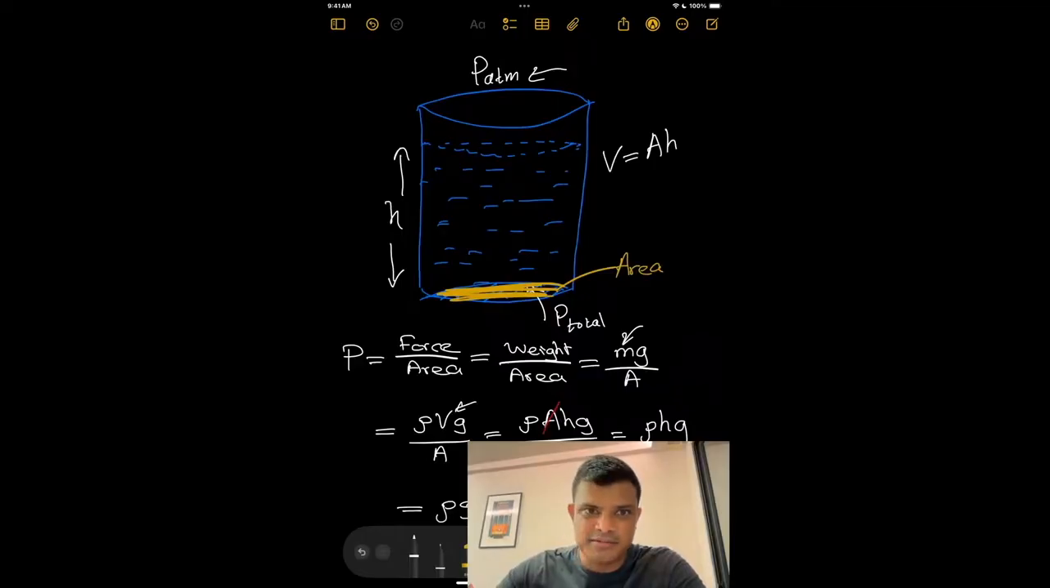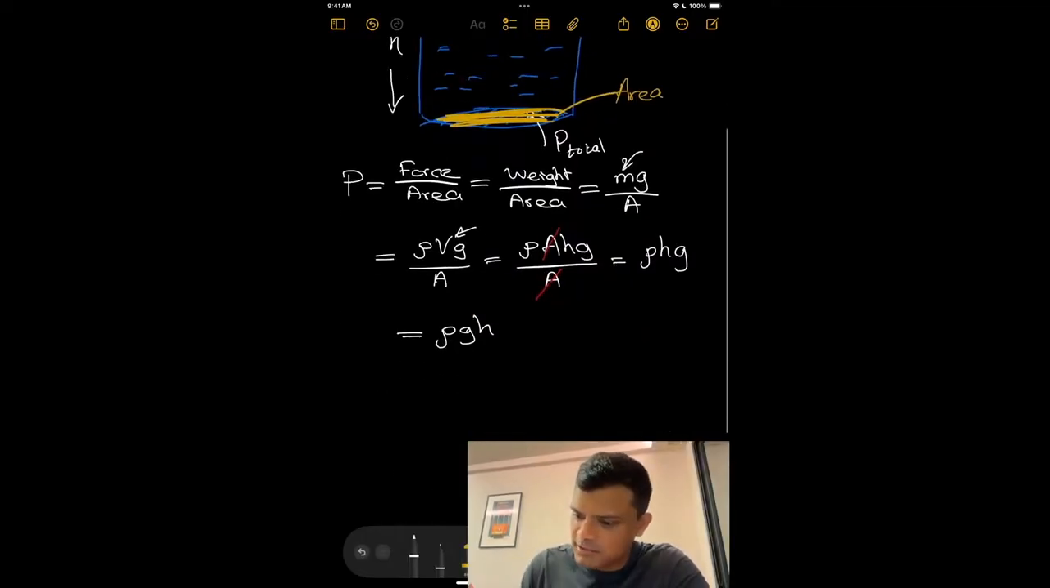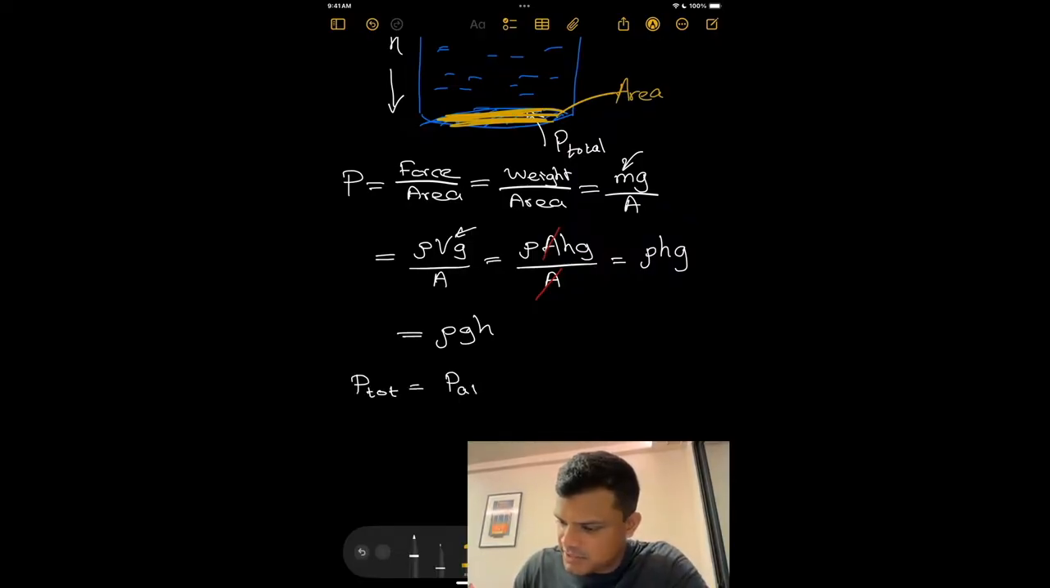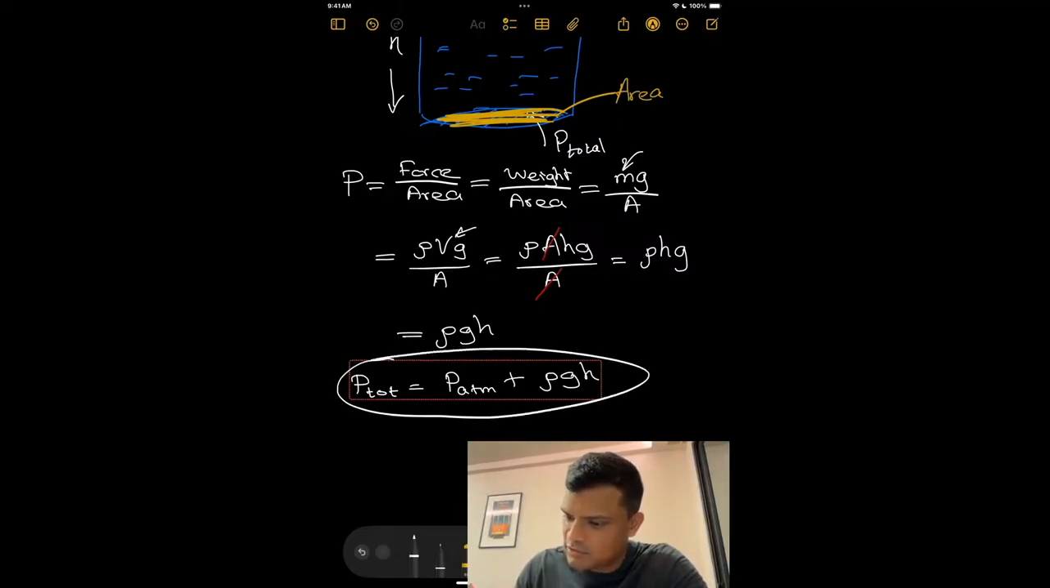And remember, we have the atmospheric pressure at the top. So when we want to write total pressure, we write the pressure from the atmosphere plus this contribution due to the water, rho g h. So if you want the total pressure, that's how you get it. You get total pressure by taking the atmospheric pressure and adding the contribution from the water, rho times g times h.